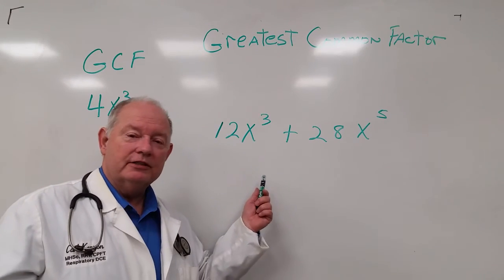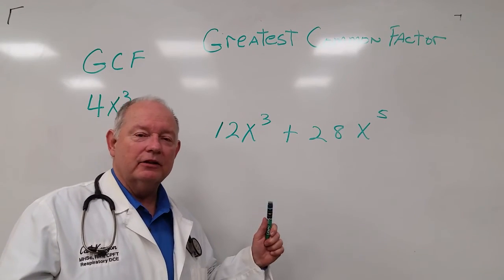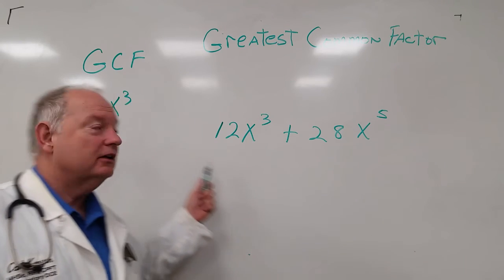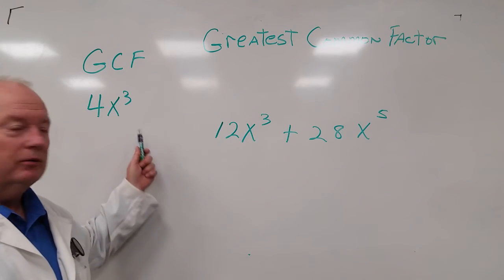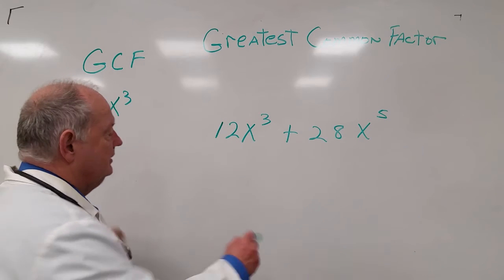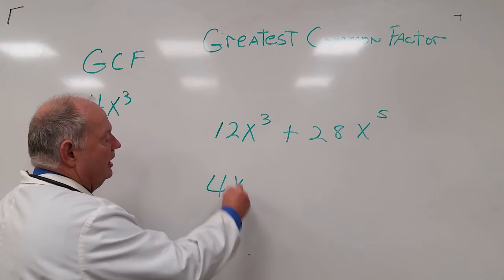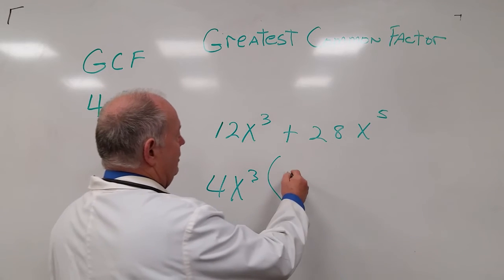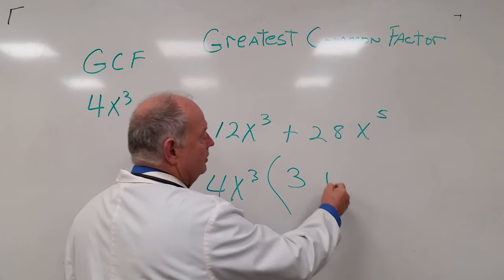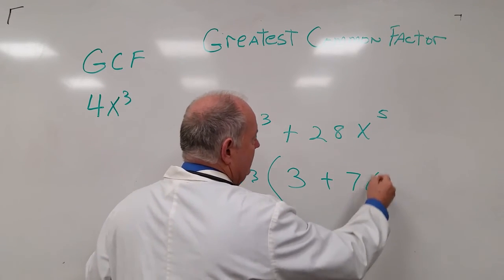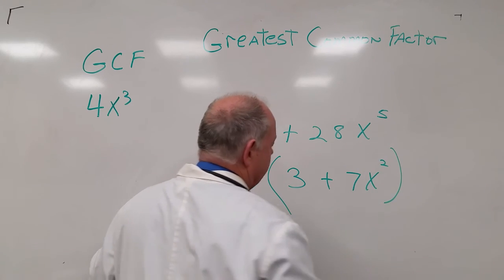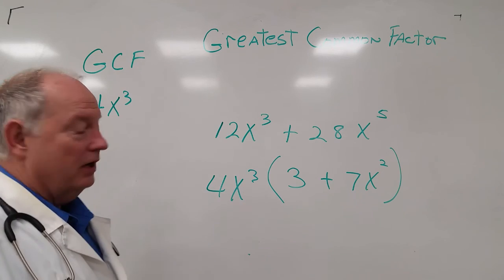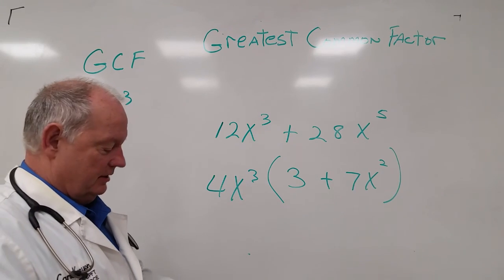Now we've changed this to a problem that we can factor. We know that the greatest common factor is 4x cubed. So we take this, and of course 4x cubed times the quantity 3 plus 7x squared. And we have factored out the 4x cubed from this statement.